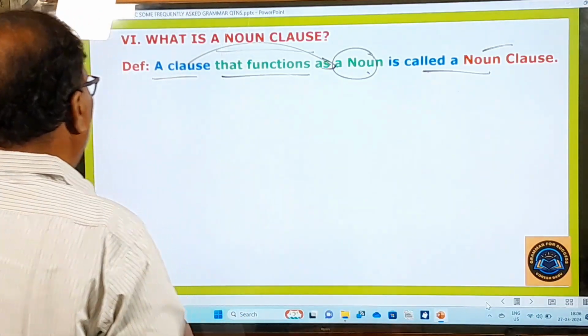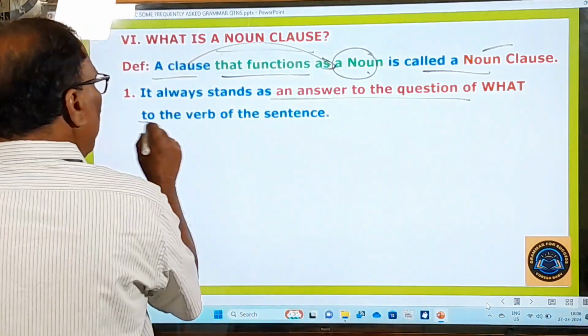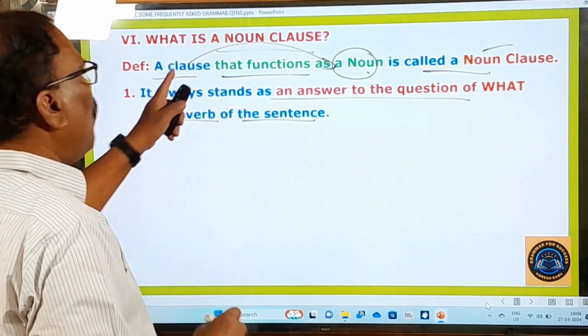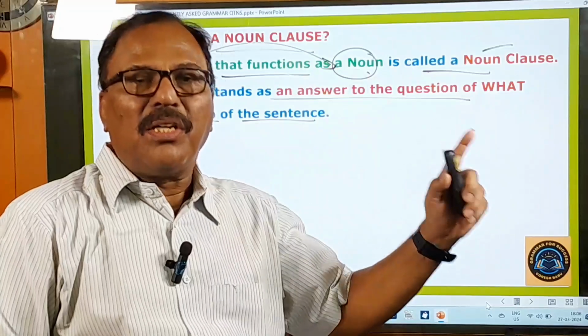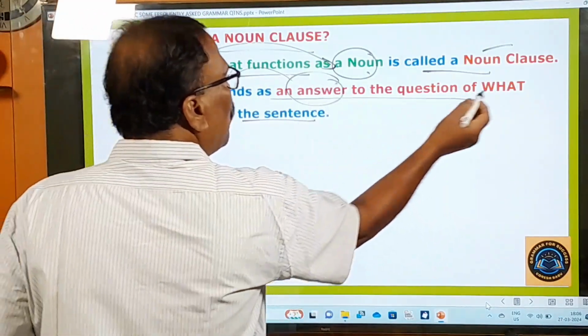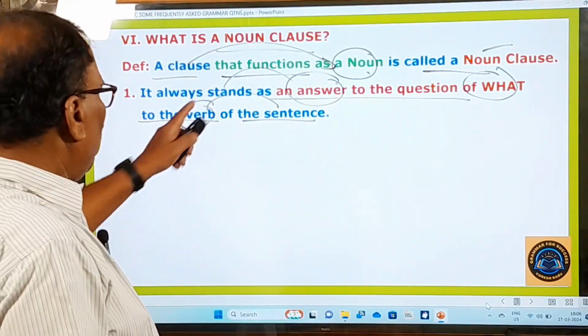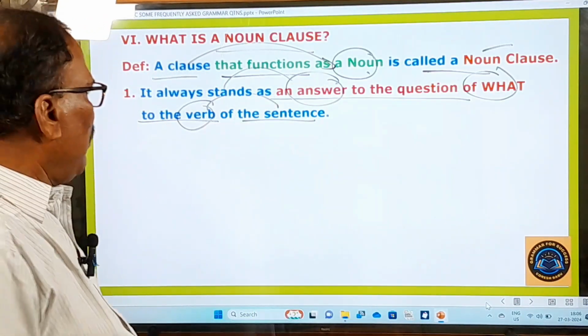And next point, it always stands as an answer to the question of what to the verb of the sentence. So this noun clause always stands as an answer to the question of what to the verb of the sentence. This point is there. I'll show you what it means with an example.